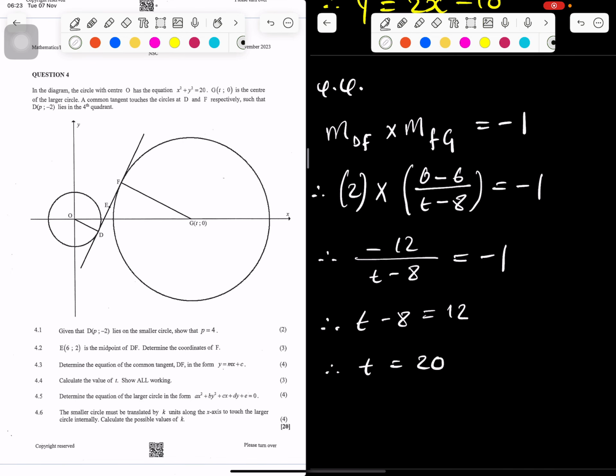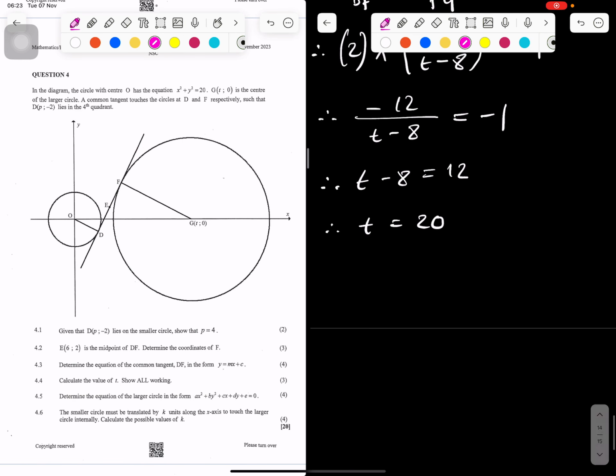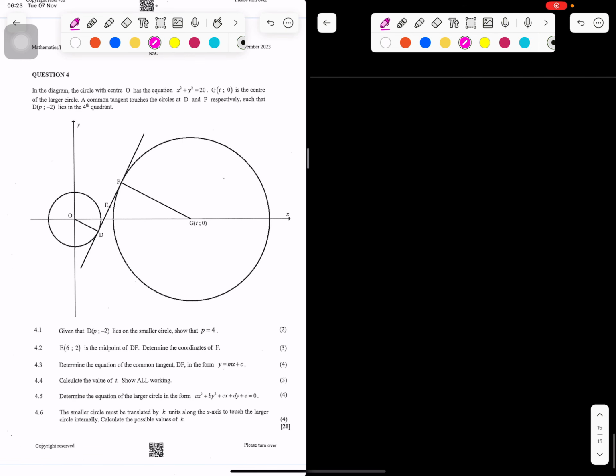Okay, if you do that nicely, I'm thinking of another method of doing it. Wait a bit, you can find the equation of the radius and find the equation of DF and do some stuff there to still give you the same answer. I can see another method, but because of time, let me do 4.5.